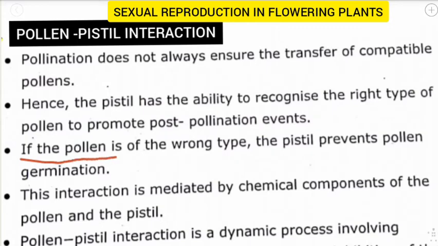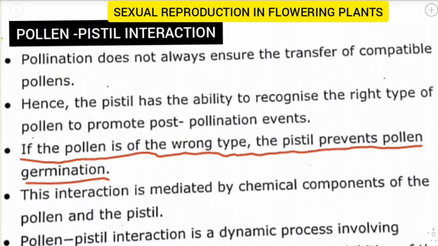If the pollen is of the wrong type, the pistil prevents pollen germination. Pollen can be a good type and pollen can be a wrong type, so we require the right type of pollen. Compatible pollens are required. If the pollen is the wrong type, then the pistil has the power to prevent further post-pollination events, or you can say germination.